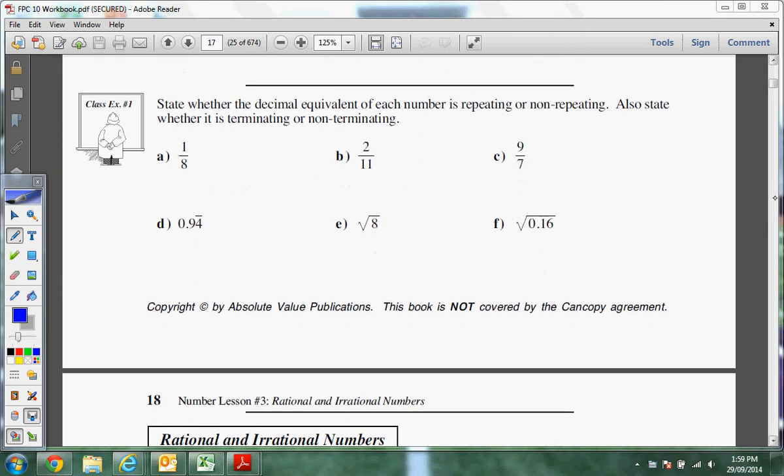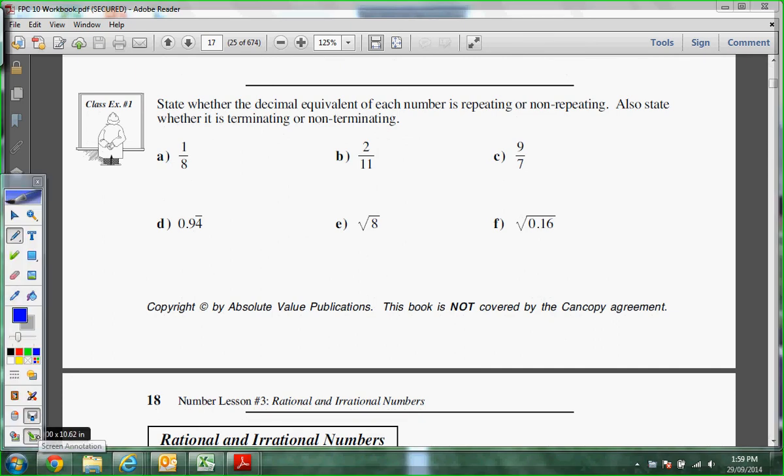Okay, so state whether each decimal is repeating, non-repeating, or terminating, non-terminating. So we'll say R or NR, and we'll say T or NT, instead of writing the whole word out. Okay, simple. Okay, so 1/8, we should know 1/8.